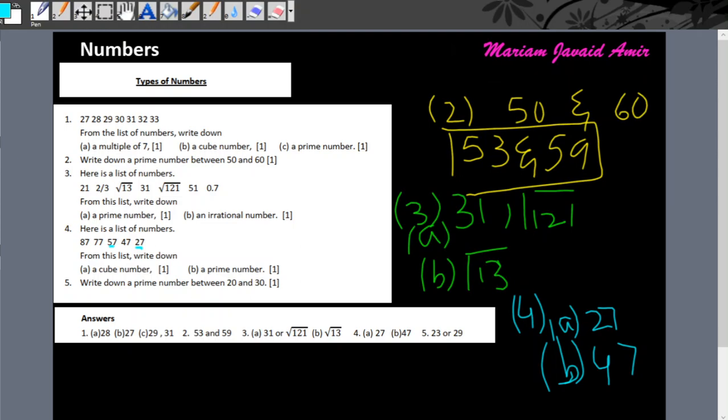Okay, question 5. Write down the prime number between 20 and 30. So 21 is not a prime number, neither is 22. So the only prime numbers in this list are 23 and 29. So the answer for question 5 is 23 and 29.